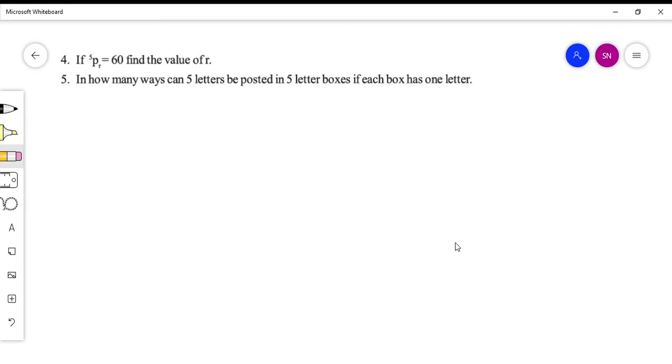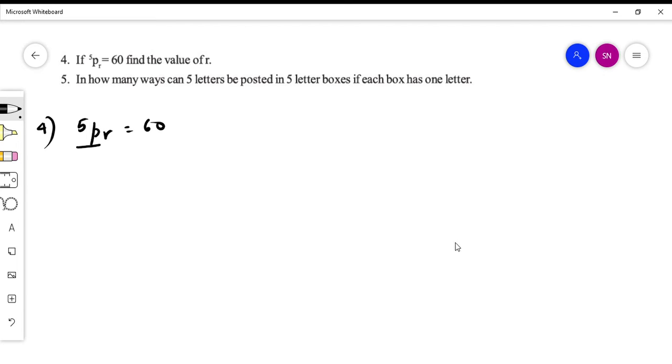Today we will be continuing with exercise 2.1 from the chapter Permutations and Combinations, Basic Maths. So what does the fourth question ask us? Given to us is 5PR equal to 60. Let me start with the solution.